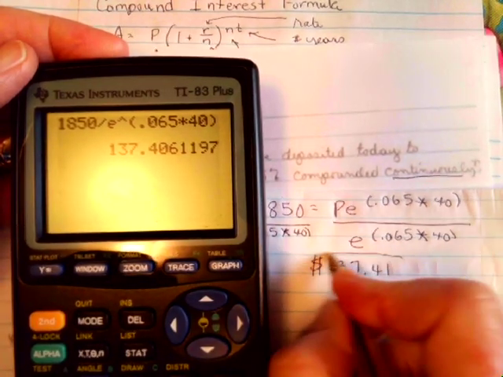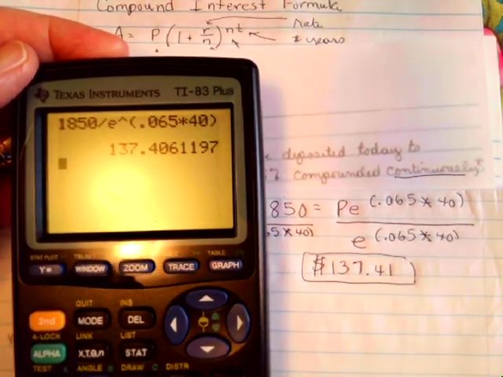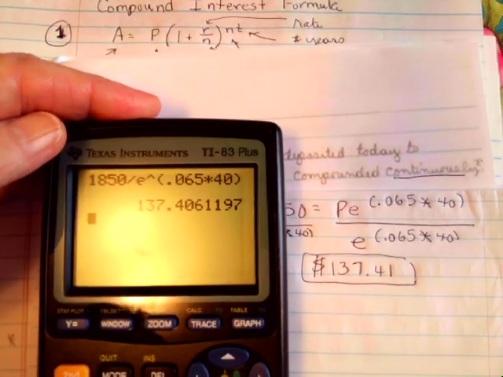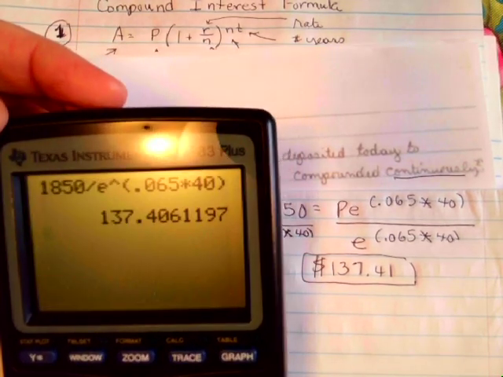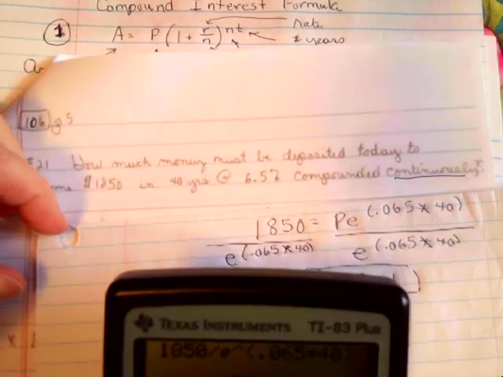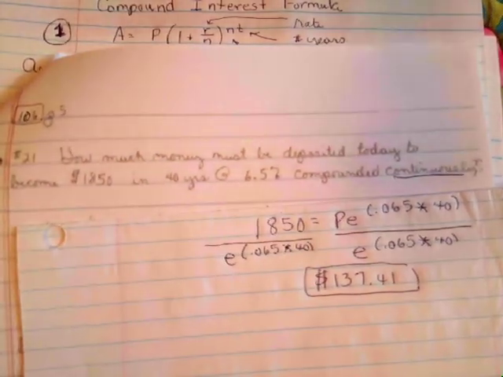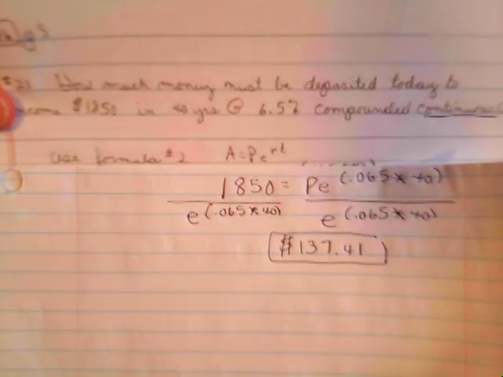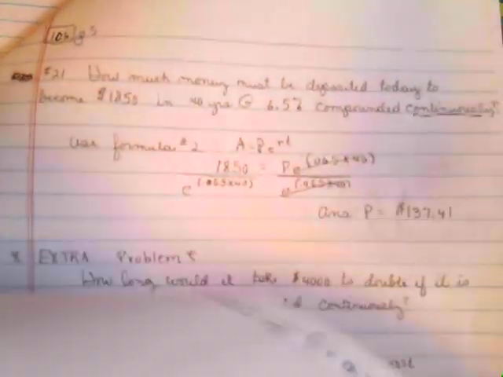So if you deposit $137.41 today, and you leave it in there for 40 years at 6.5%, in 40 years you'll have $1,850.